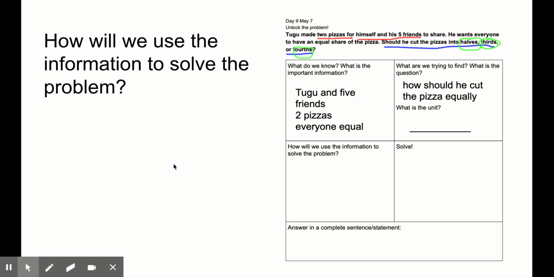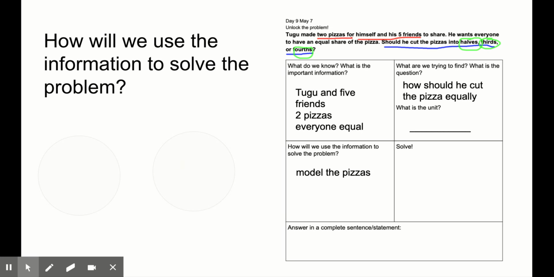Now for the good stuff. How are we going to use this information to solve the problem? What do you think the best strategy to solve this problem would be? If we need to decide how to cut 2 pizzas, how could we figure it out? I think the best strategy is going to be to model.